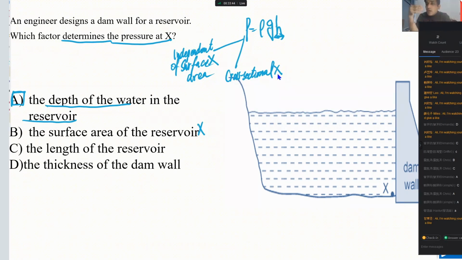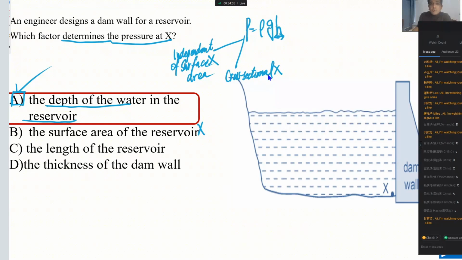And this is how they make tricky questions. And also the length of the reservoir does not mean how long it is, and thickness of dam wall, P does not depend on that. So the answer for this one is A. Answer is A. Now let's move on to next.